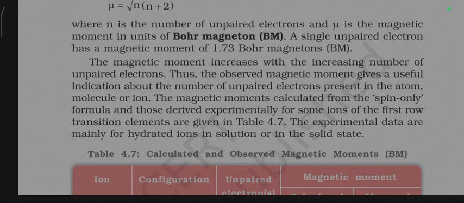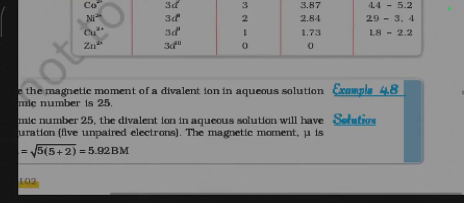Thus, the observed magnetic moment gives a useful indication about the number of unpaired electrons present in an atom, molecule or ion. The magnetic moments calculated from the spin-only formula and those derived experimentally for some ions of the first row transition elements are given in Table 4.7. The experimental data are mainly for hydrated ions in solution or in the solid state.